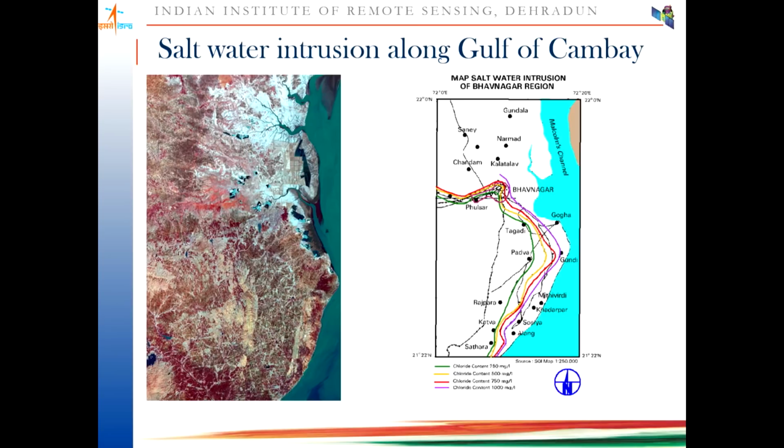So this is again some work we have done on saltwater intrusion along the Gulf of Khambhat. You can see this white color. They are the salt encrusted mud flats. Gujarat is the state which produces maximum salt in our country. So they are all salt pans, the squares. It looks very close to aquaculture, but they are not aquaculture. They are all salt pans.